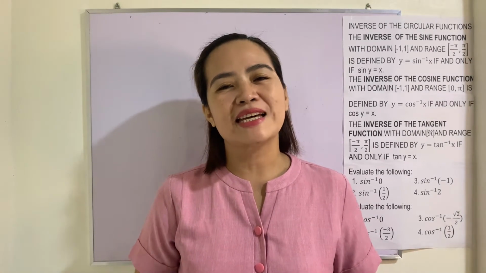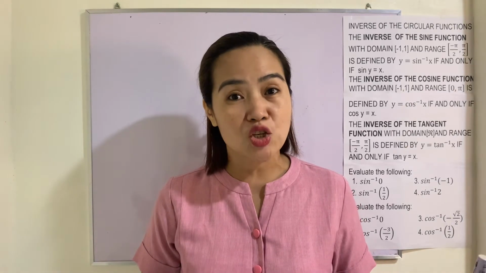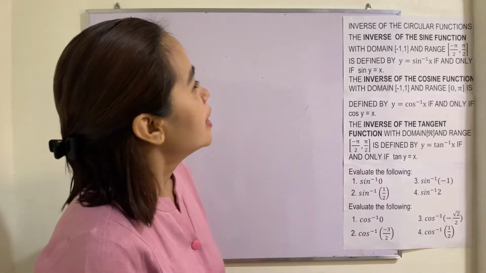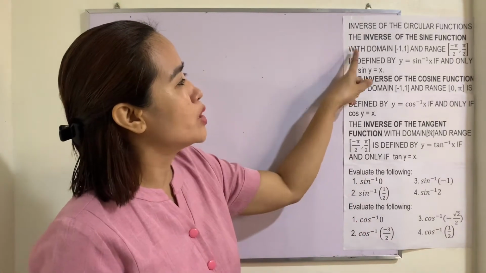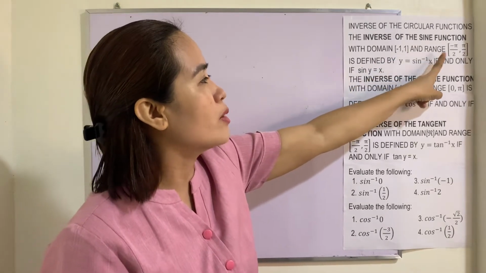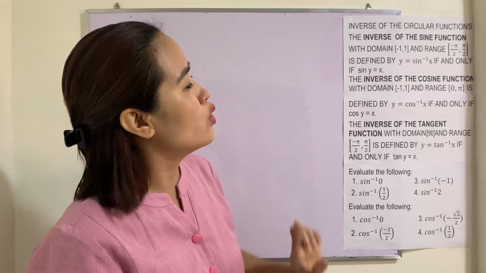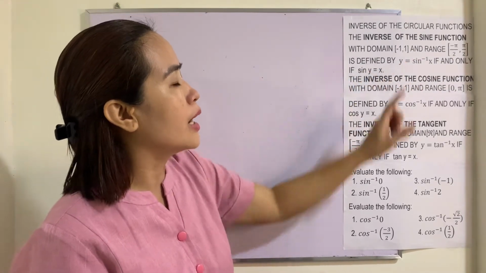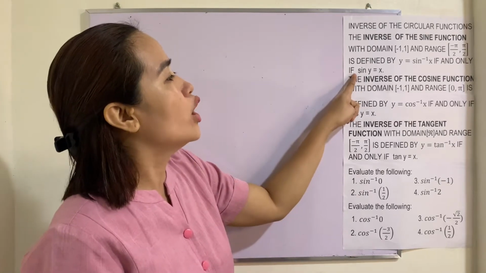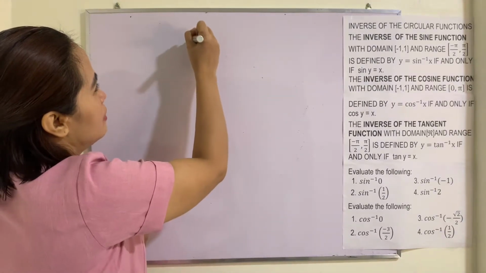Our most essential learning competency for today is illustrating the domain and range of the inverse of trigonometric functions. The inverse of the sine function with domain from -1 to +1 and range from -pi/2 to pi/2 is defined by y is equal to arc sine x if and only if sine y is equal to x. What does that mean?